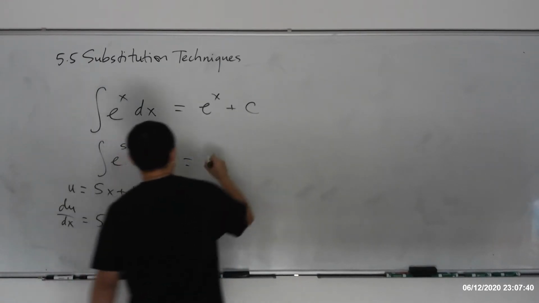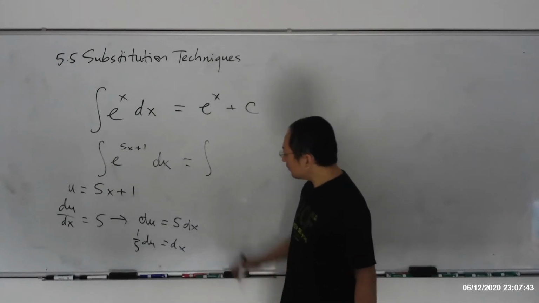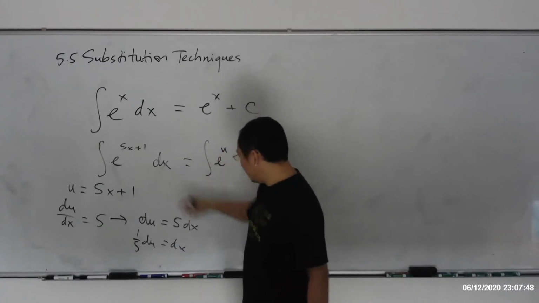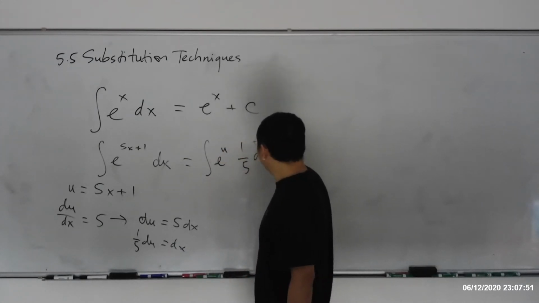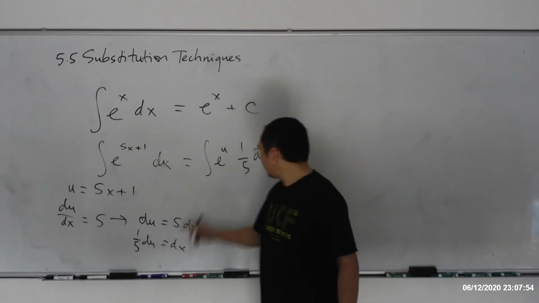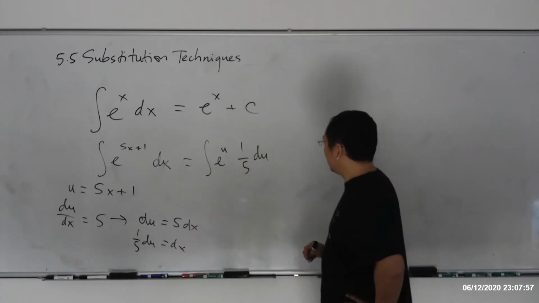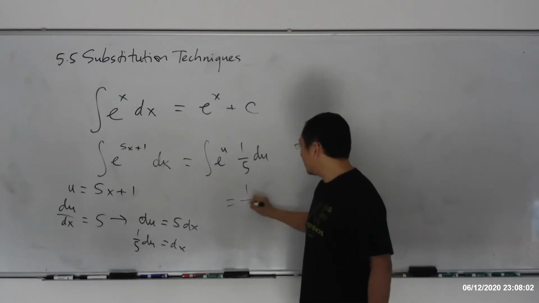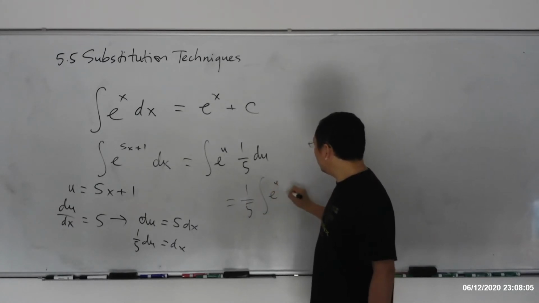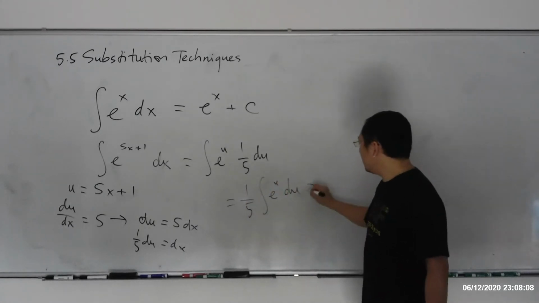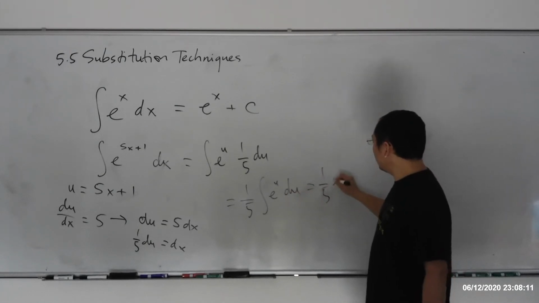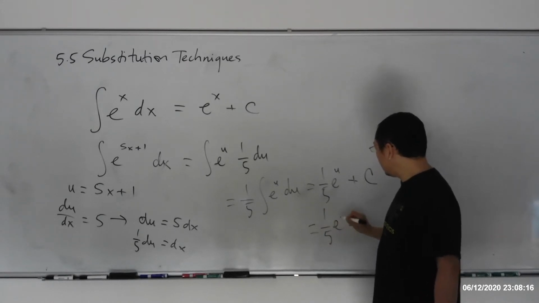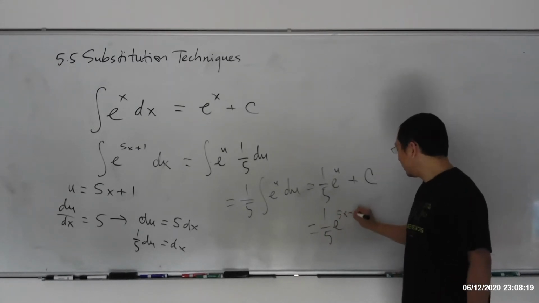So this problem becomes what? The integral of e to the 5x plus 1, which now is u, and dx is 1 over 5 du. So I changed the variable entirely from x all the way to u. And of course, I know the 1/5 is a constant, so I can bring it outside: the integral of e to the u du. And you know that the integral of e to the u is just e to the u. So 1/5 e to the u plus c, which is 1/5 e to the 5x plus 1, and then plus c.